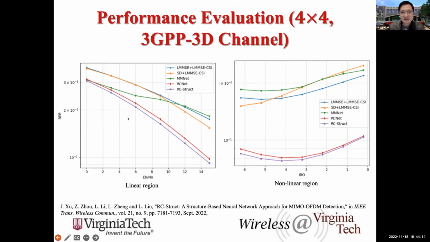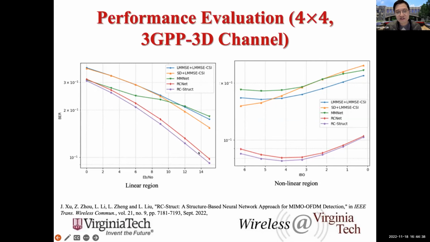And we can clearly see that this RC-Net, RC-Struct is our performance. This is LMMSE, MMSE CSI. That means we're using LMMSE for the channel estimation, and we do the LMMSE to do the symbol detection. Okay, a two-step approach. And this is actually the sphere decoding based approach. So basically using LMMSE for the channel estimation, then we do a sphere decoding, which is complexity-wise high, but it approaches maximum likelihood.